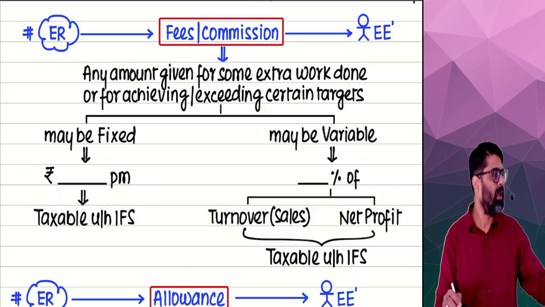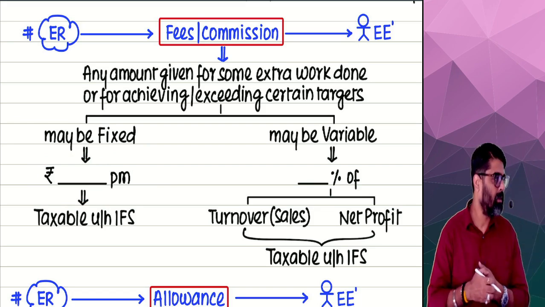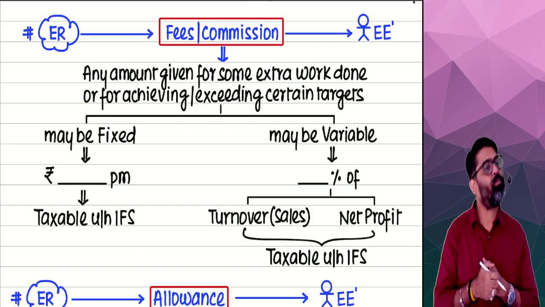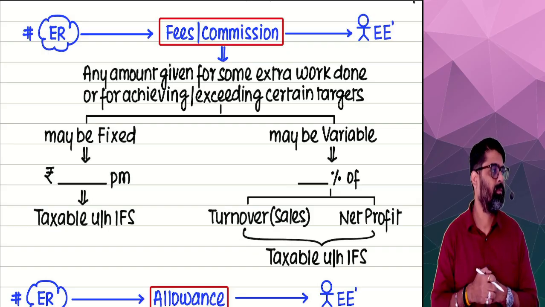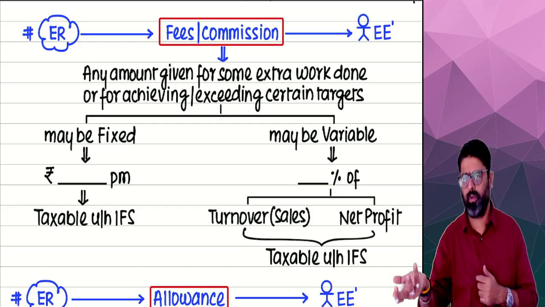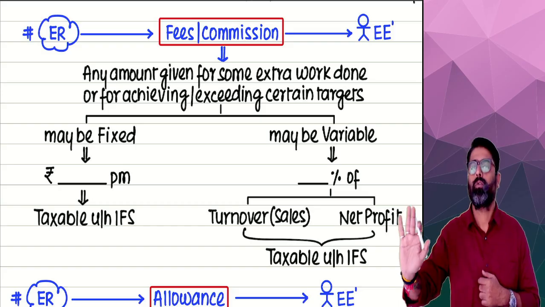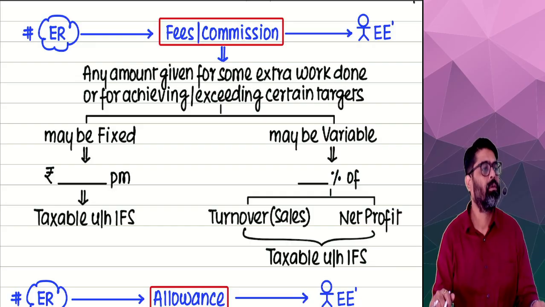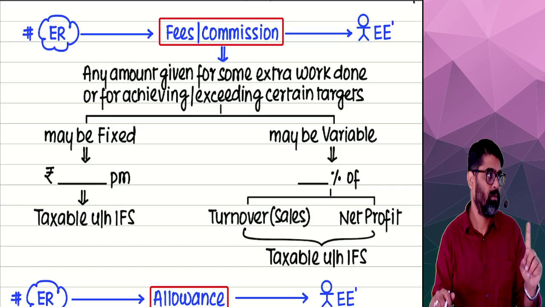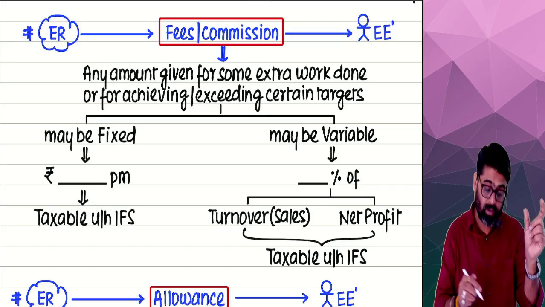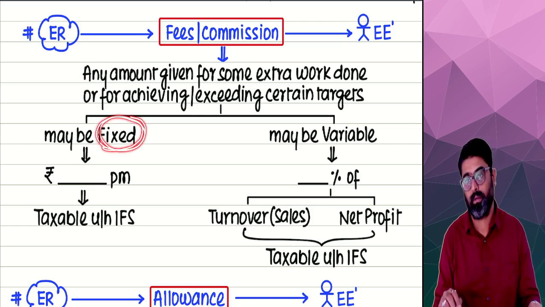So you are receiving a salary of 20,000 per month. Along with salary, 1,000 rupees per month will be given as a commission, for whatever sales you are going to make. So for that, the company is going to give you a fixed commission of rupees 1,000 per month. The amount is fixed and it is given on a regular basis. That type of commission will be known as fixed commission.